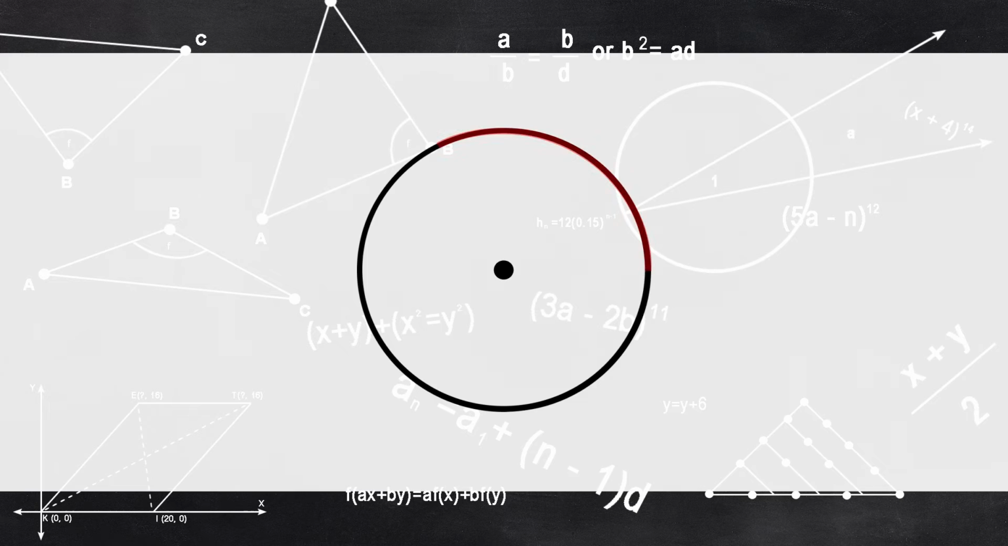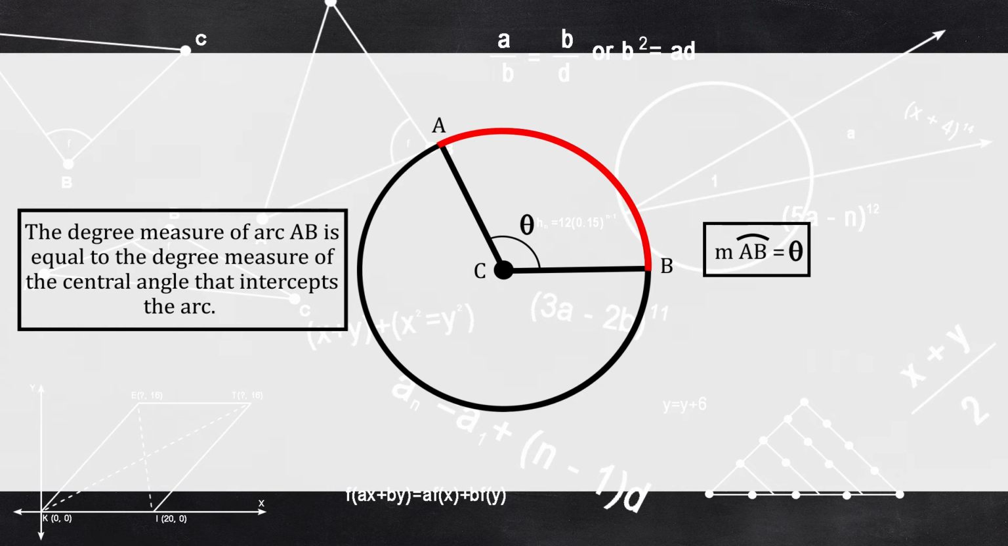Now that you are familiar with the different parts of a circle, let us look into the relations among these parts. Let's start with the central angle and its intercepted arc. In the given figure, theta is the central angle and arc AB is the intercepted arc. We sometimes say theta is the angle subtended by the arc AB. The degree measure of arc AB is equal to the degree measure of the central angle that intercepts the arc.